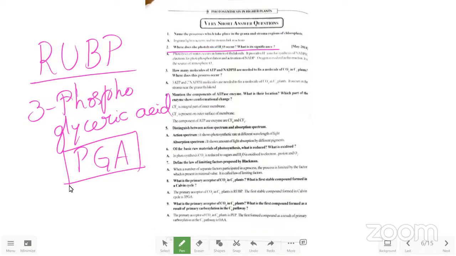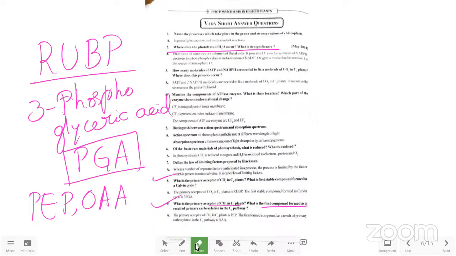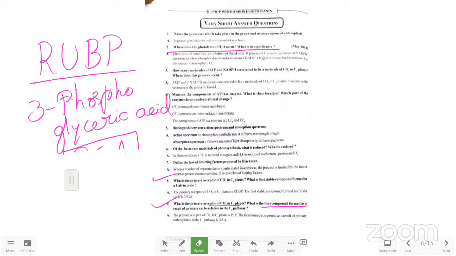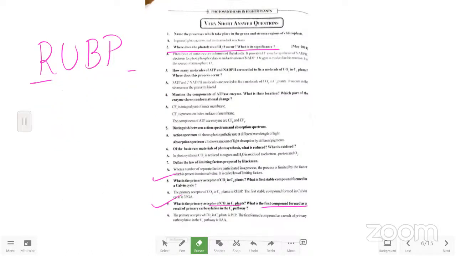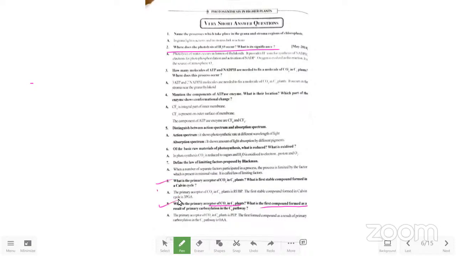Next one: what is the primary acceptor of carbon dioxide in C4 plants? What is the first stable compound that is formed? The primary acceptor of carbon dioxide in C4 plants is PEP, phosphoenol pyruvic acid. And the first stable compound is oxaloacetic acid, OAA. That's it. If we have written this much, we will get 2 marks completely.